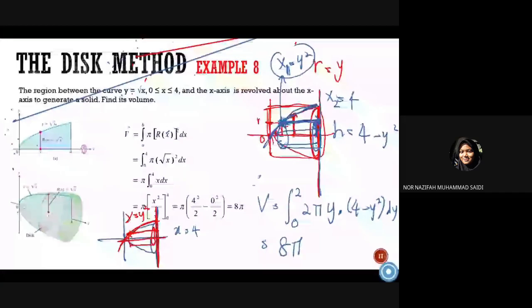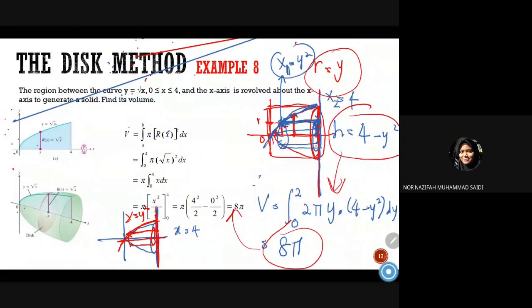Alright, then after that I figured out, okay, R equals to Y and H is equals to 4 minus Y square. So kalau you substitute, you should get also 8 pi, sama dengan jawapan yang kita ada if you use this method. Alright, so maybe I will put one recorded lecture, a short video to explain using the shell method untuk solve example 8 ni. And the rest of the examples yang lain I want you to try on your own sebab jawapan dah ada. Okay, you should work out using the shell method sampai you dapat jawapan sebagaimana yang diberikan di dalam nota tu.